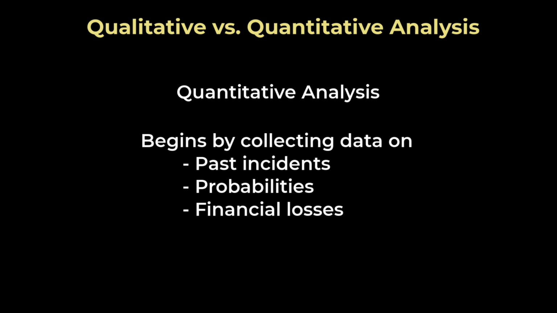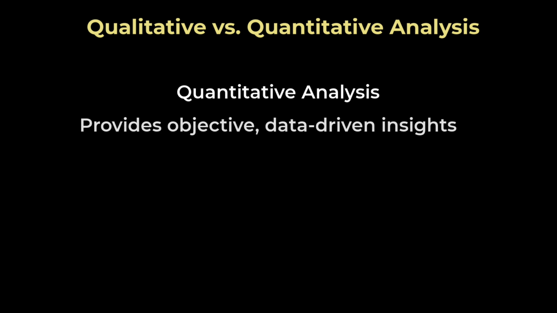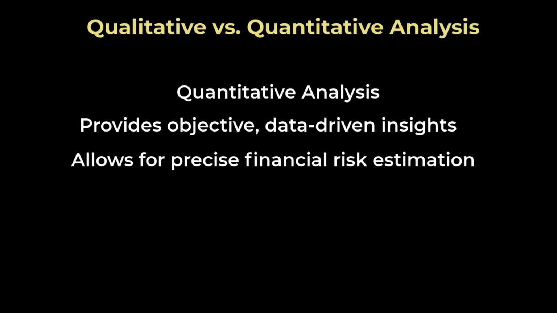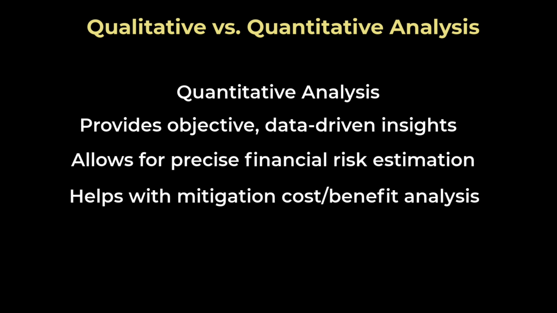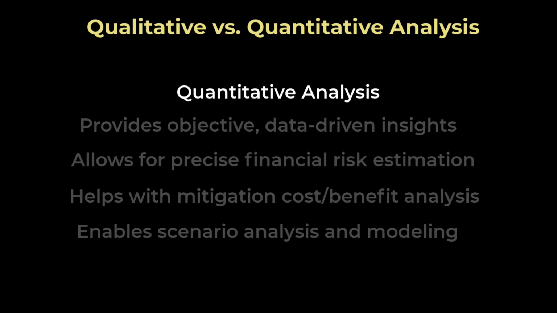Probabilistic models, such as Monte Carlo simulations or decision tree analysis, are often used to calculate risk exposure. Risks are then expressed in terms of financial impact, percentages, or probability distributions. Quantitative advantages include: provides objective, data-driven insights, allows for precise financial risk estimation, helps in cost-benefit analysis for risk mitigation strategies, enables scenario analysis and predictive modeling.